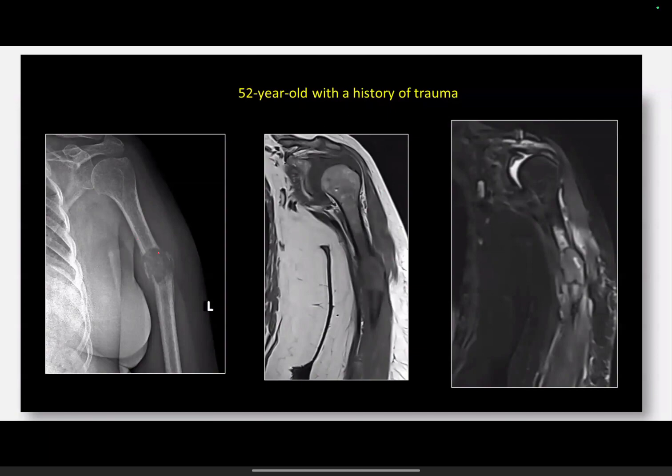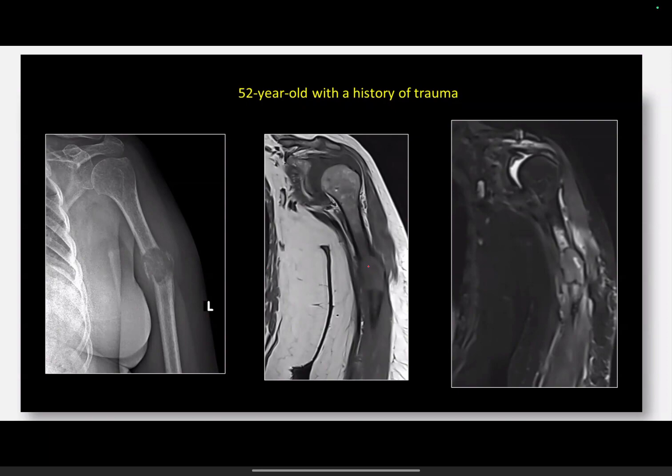So this is another example. You can see a 52-year-old with a history of trauma. On the X-ray there is a lytic destructive lesion in the mid shaft of the humerus. On the T1 weighted image, you can see a soft tissue signal intensity lesion within the humerus. So basically this is a pathological fracture.